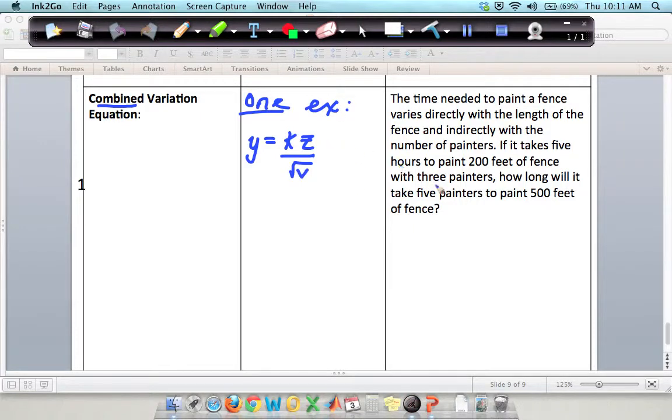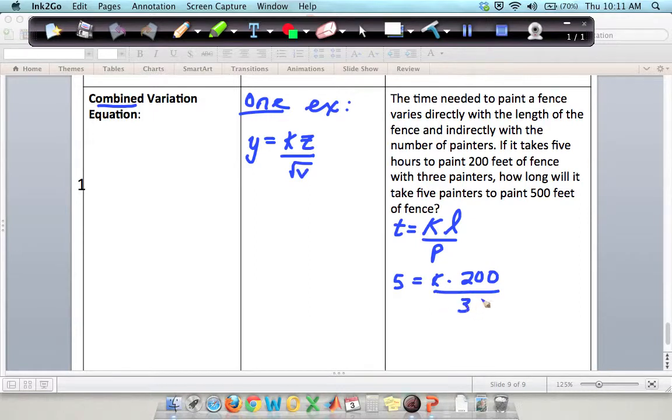So let's look at this example. It says the time needed to paint a fence varies directly. So time varies directly, T equals k, with the length of the fence, L, and indirectly with the number of painters, P. So here's my combined variation equation, step one. Step 2, we now need to find K. So if it takes 5 hours, that's our time, to paint 200 feet of fence with 3 painters, how long?